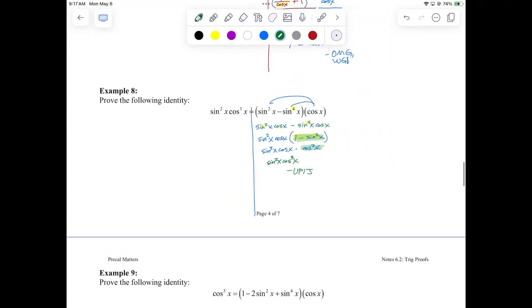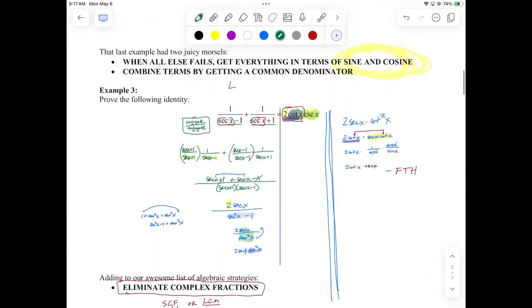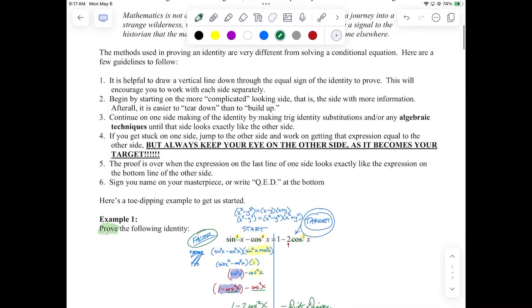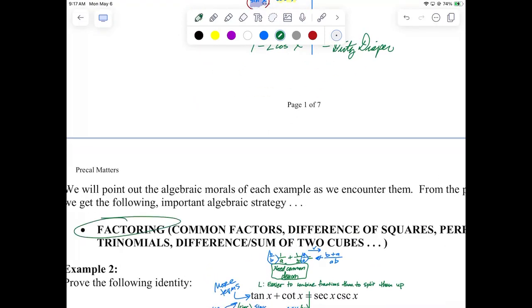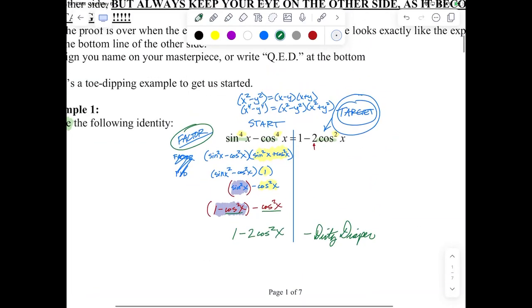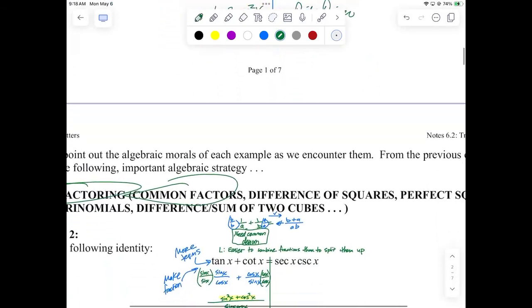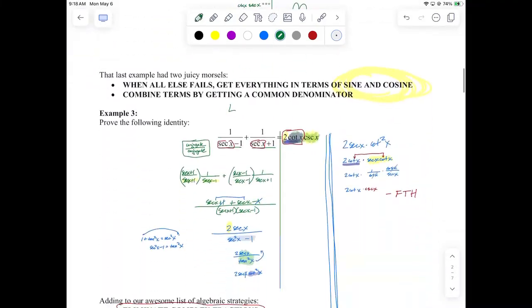So, what's our strategy there? Remember what our strategy was on number 1? Yeah, factoring. Look to factor, common factors. That's what that one was. That's exactly what we did on our very first one, except that we factored the first one as a difference of squares. But common factors work as well.